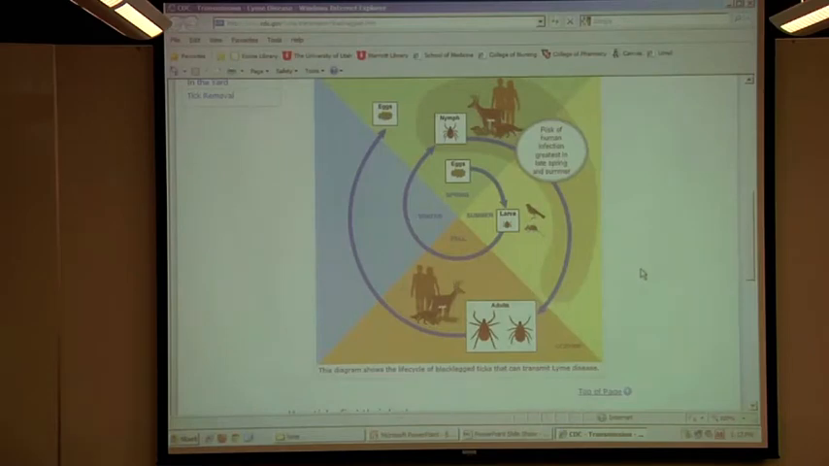Anybody have any questions on that? It's pretty cut and dry on how they do it. So if a tick in the nymph stage attaches to a deer, and that deer has been infected, it will pass it on to the next thing that it bites. It'll detach itself, grow a little bit more, and then attach itself to another animal.